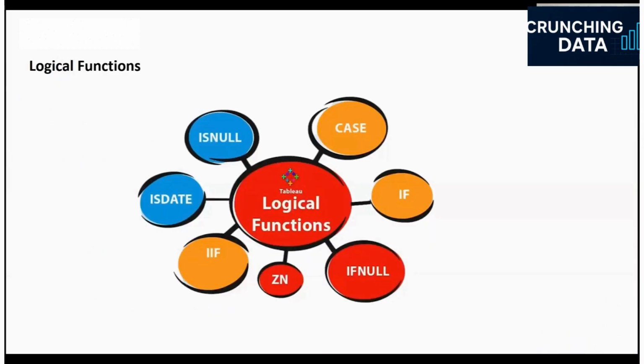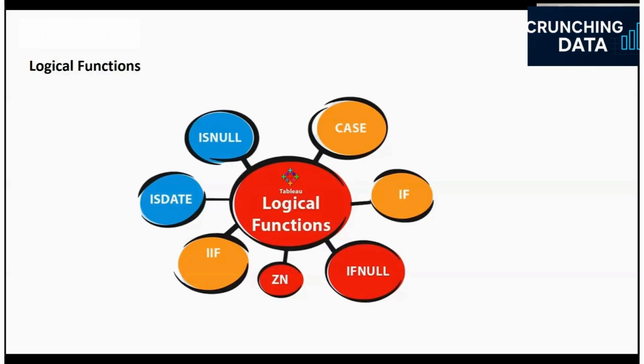The ISDATE function is used to determine whether a given expression represents a valid date or not. It returns a Boolean expression in the form of true or false, indicating whether the expression is a valid date. The second one is the ISNULL. ISNULL is a function that checks if a specified field or expression is null, that is, it contains no data in the data source. It returns true if the field is null, false if it contains any kind of value.